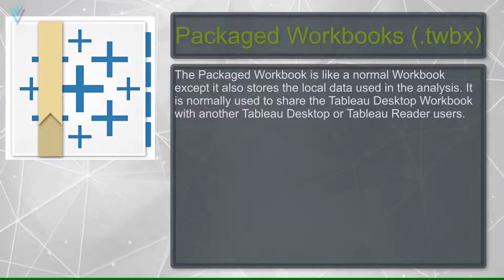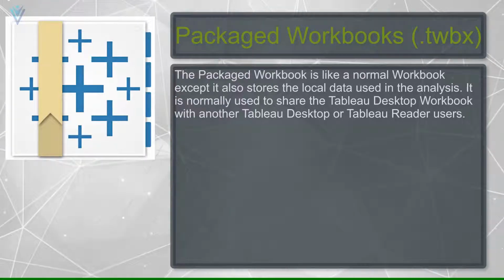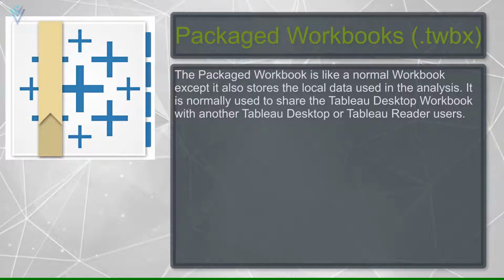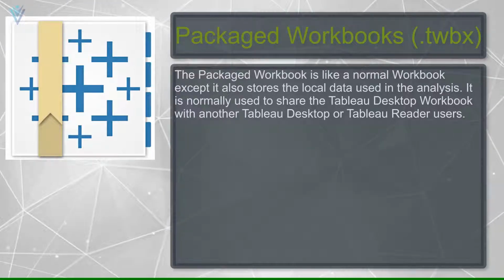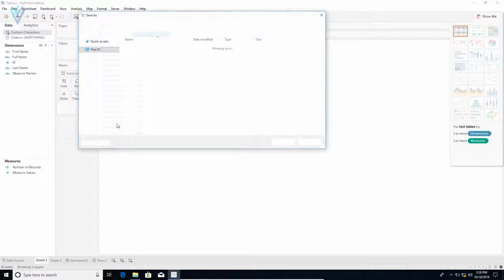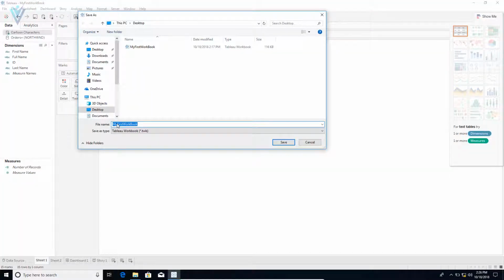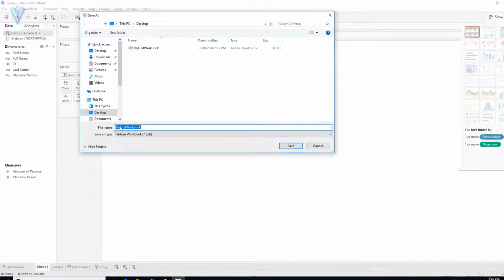To save this workbook in packaged workbook format, you need to click on Save As. Why do we need to click on Save As? Because we already saved this workbook, and we are saving it again in a different format. So that's why we need to click on Save As. Let's assume you did not save this workbook, then you can also use the normal Save.